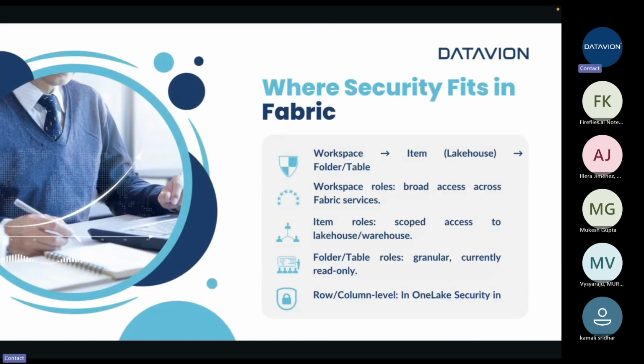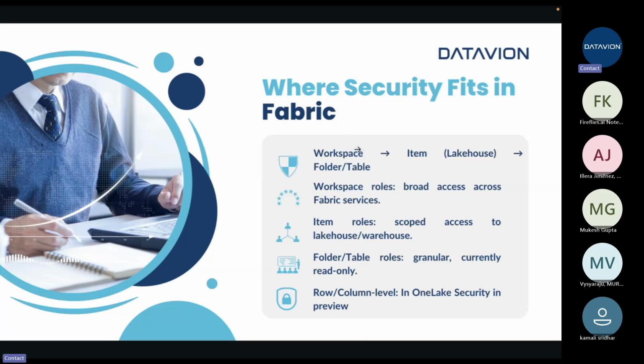So, where security fits in Fabric. We will quickly go through those three layers again, then jump onto every layer and talk about the different roles that you can set, and then jump onto the Fabric portal itself. So, Workspace. This is how the hierarchy goes in Fabric. Workspace is the high level container for all of your artifacts, or items, that you're going to create within Fabric.